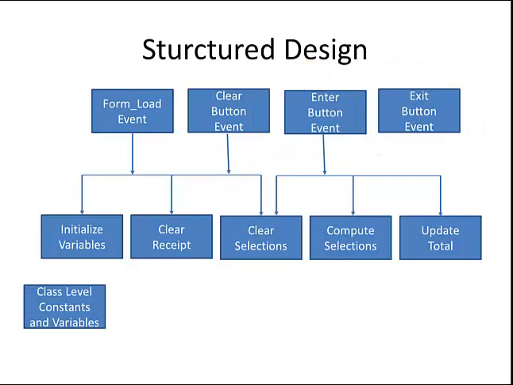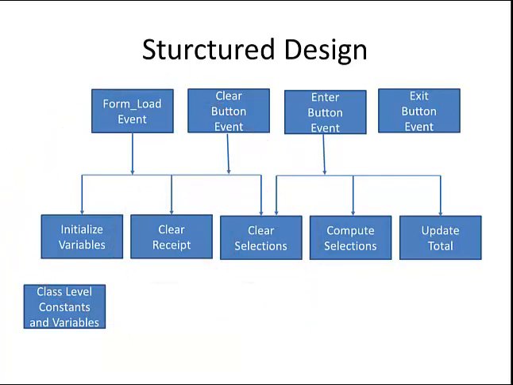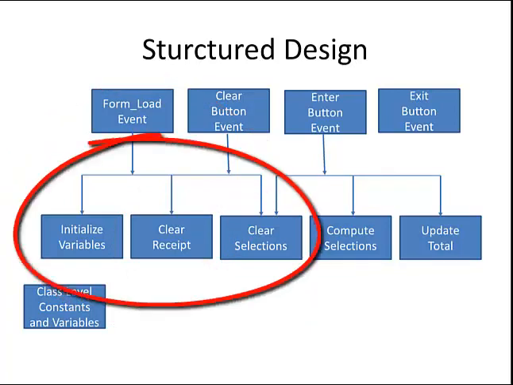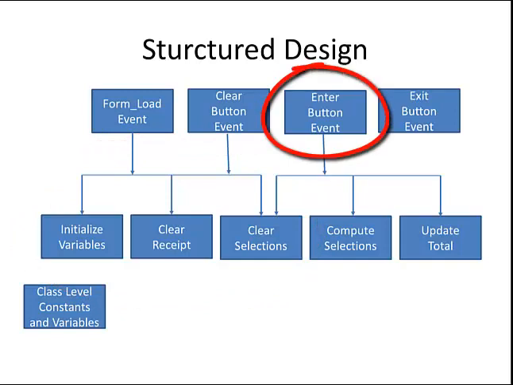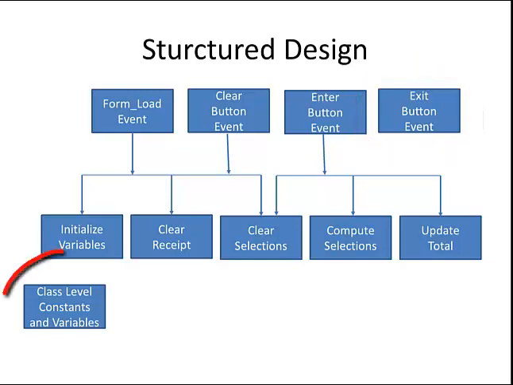The form load event then is going to call some other subroutines, one of them to initialize the variables, another one to clear the receipt, another one to clear the selections. The same set of subroutines also gets activated by the clear button event. The enter button is going to be able to clear the selections, compute the selections, and update the total. The exit button event doesn't call any other subroutines or procedures, it just closes the program. Down at the bottom I have my class level constants and variables. When I start writing the code, actually these will appear at the top of the code.